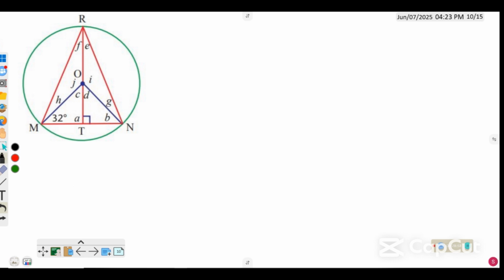Whatever helps you get the answer, then you need to write it. Let's look at that. Here we are given O, which is the center. Then we are given that OT is perpendicular, so O is the center first, right, and we are also given that OT is perpendicular to what? To MN.